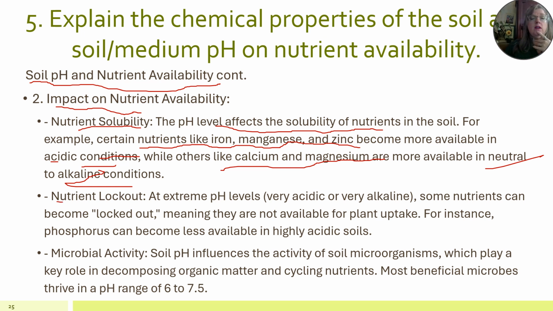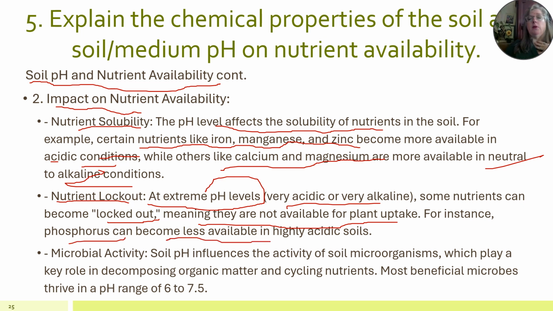And then you have this thing called nutrient lockout. At extreme pH levels, very acid or very base, some nutrients can become completely locked out, meaning they're not going to be available for plant uptake at all. For instance, phosphorus can become much less available in highly acidic soils.